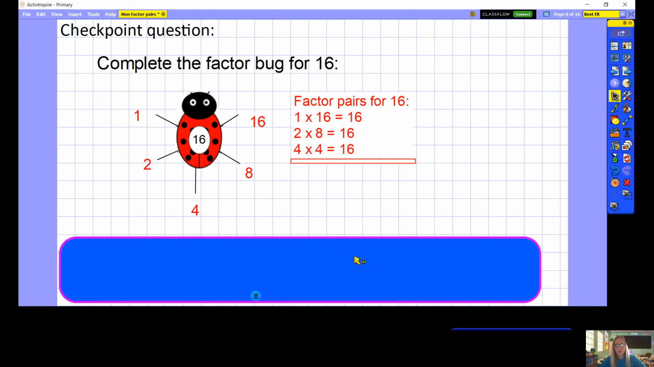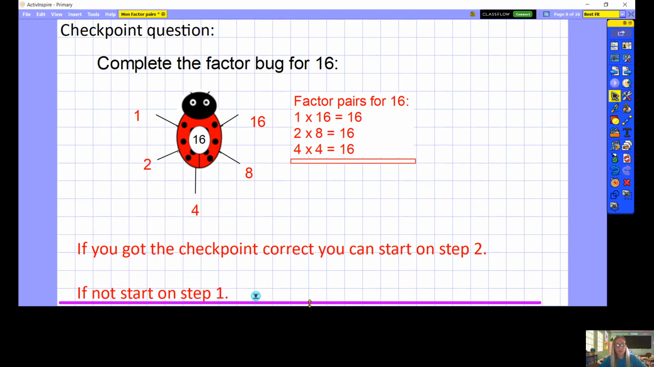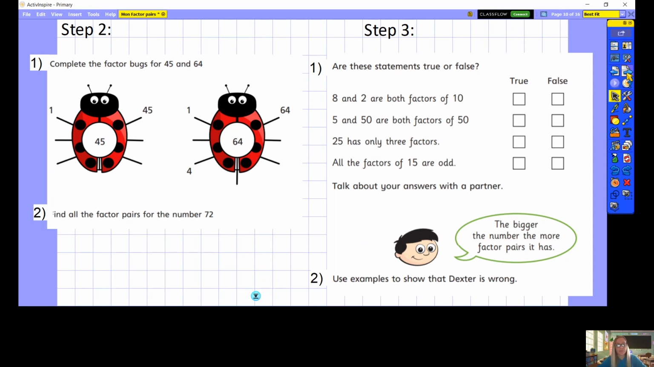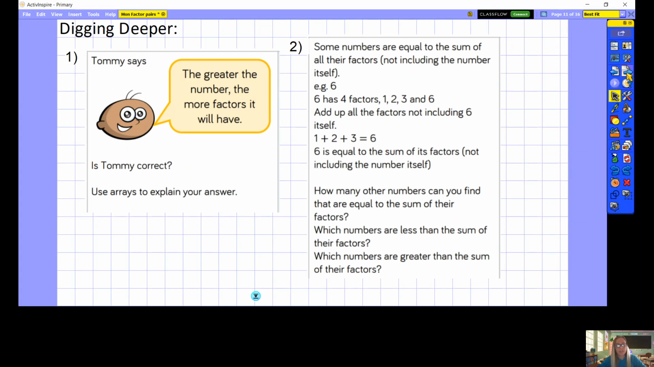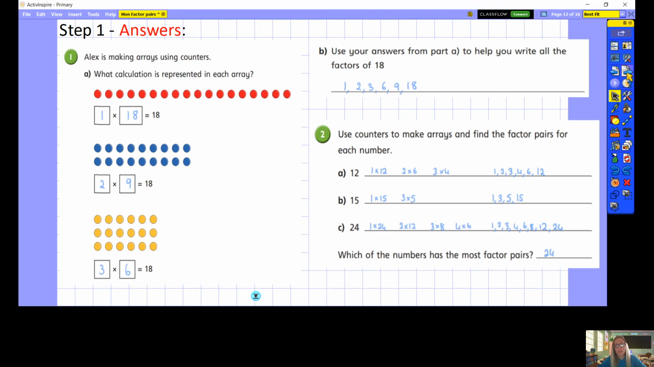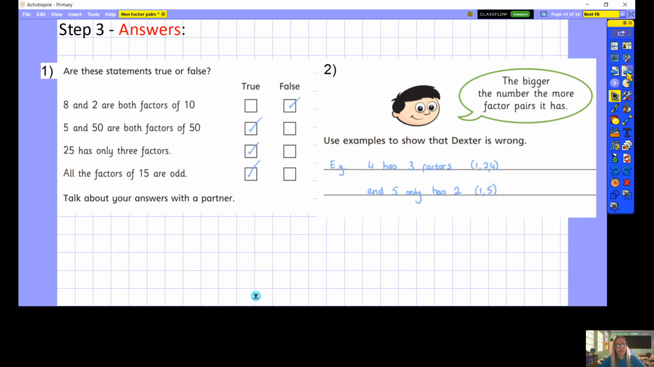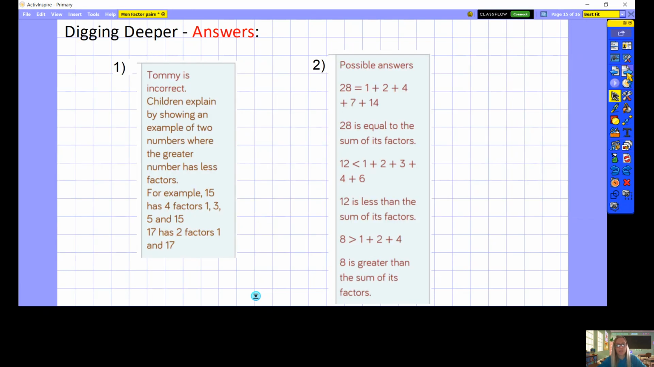Okay, so if you got that question right, you can start on step 2. Or if you need a bit more practice looking at the skill of finding the factors of numbers, start on step 1. Here is step 1 today, using some arrays to help you find factors. Step 2 and step 3 today. Here's the digging deeper for a challenge. And step 1 answers. Step 2 answers. Step 3 answers. And the digging deeper answers.